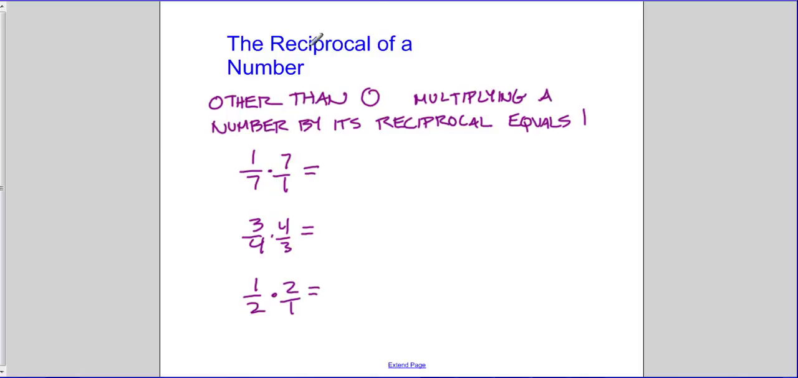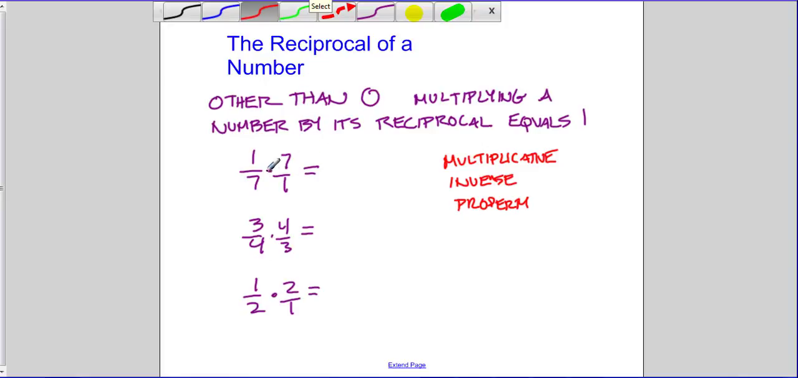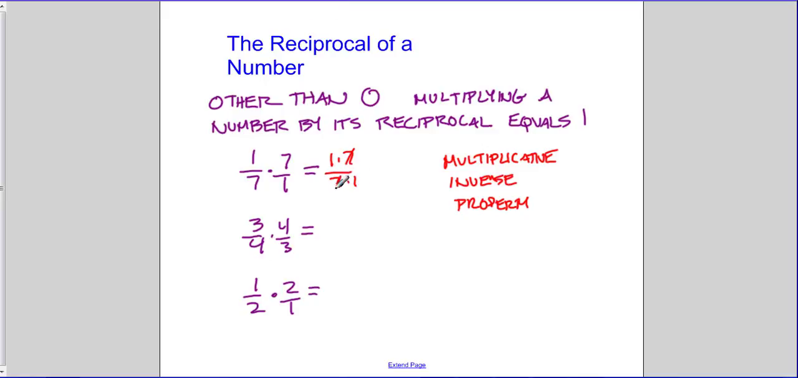So for reciprocals, the property is that, other than 0, multiplying a number by its reciprocal equals 1. This is technically called the multiplicative inverse property. So 1/7 times 7 over 1 has to equal 1, because when you multiply fractions, that's 1 times 7 over 7 times 1, and 7 divided by 7 is 1, and 1 divided by 1 is 1, so you just are left with 1.